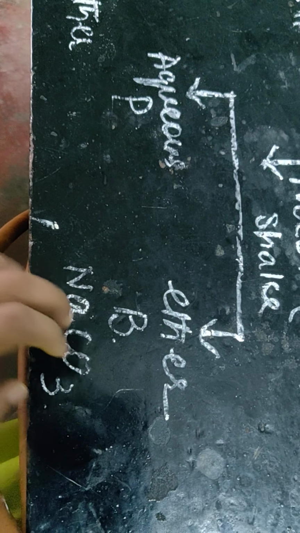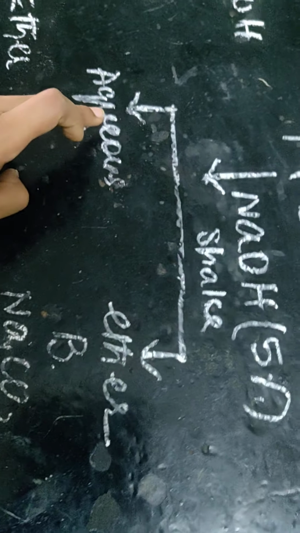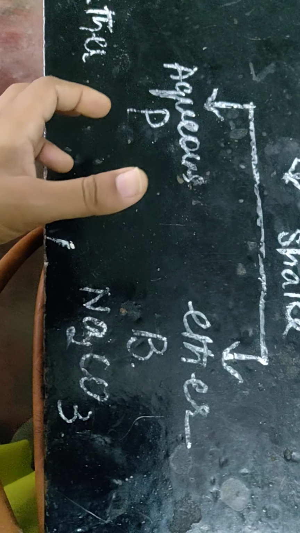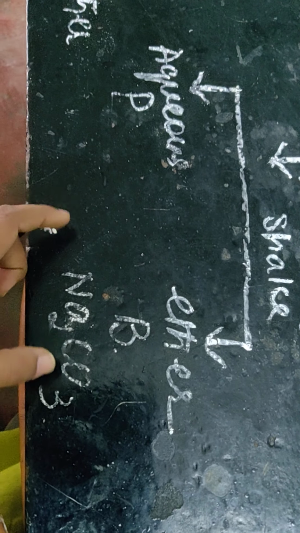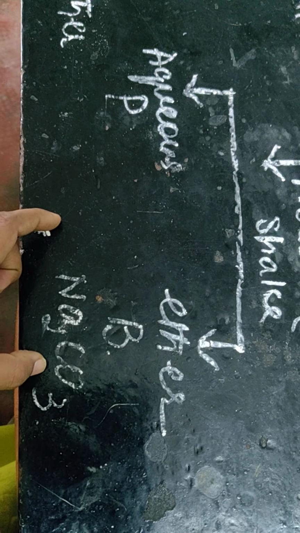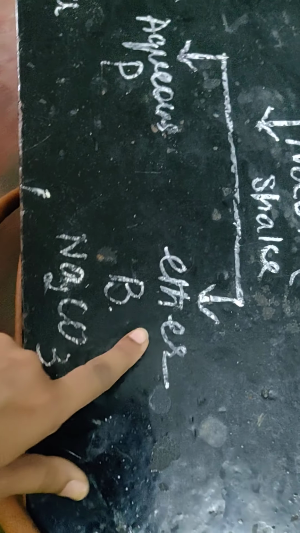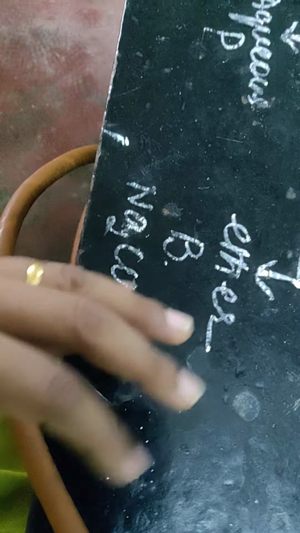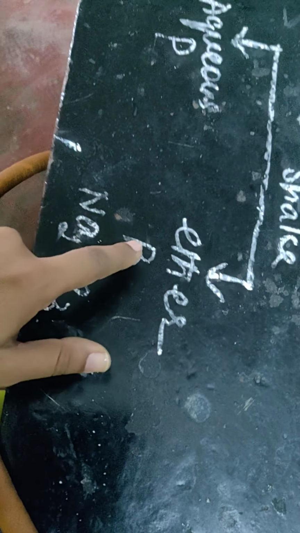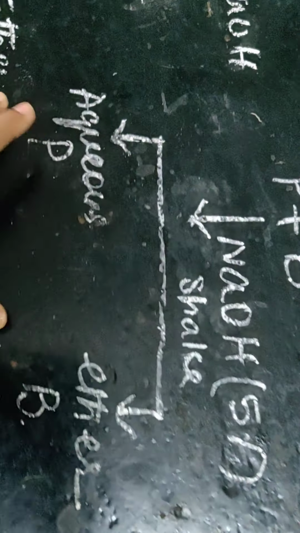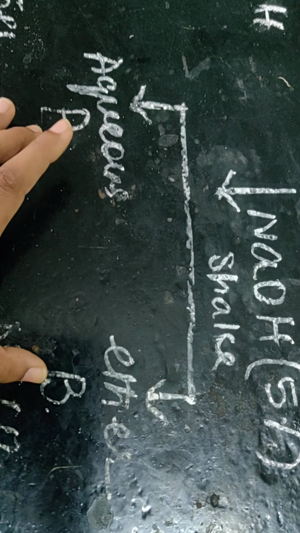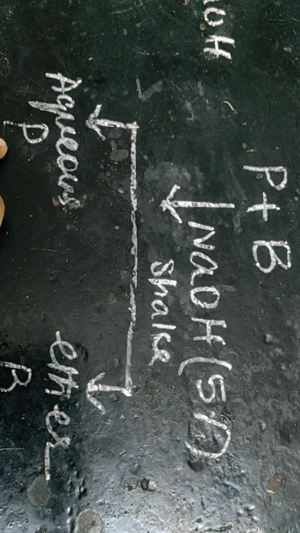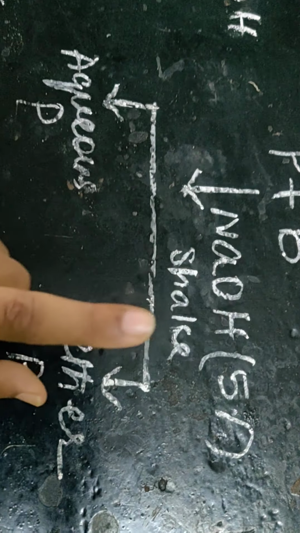The ether layer will have a little bit of aqueous component, so I have to remove the water which is adhering. I'll be adding anhydrous sodium carbonate and then filter that to get pure ether, and then I'm going to recover or evaporate the ether to get back my base. So it's a separation of phenol plus base using the solvent extraction method.